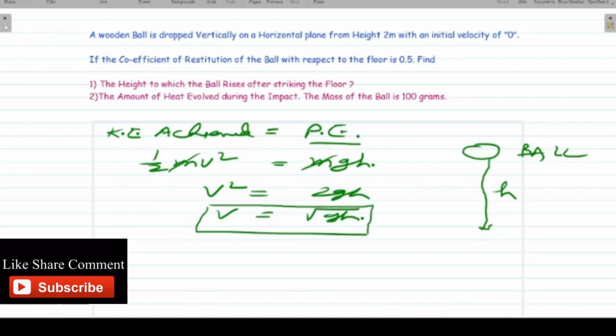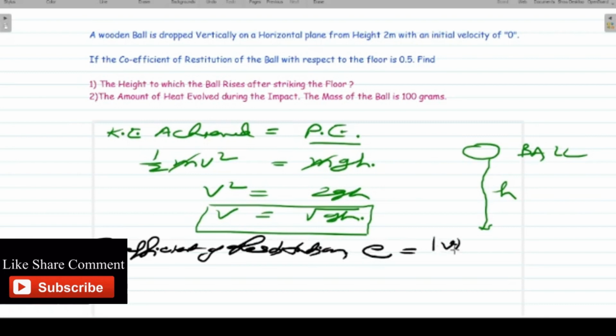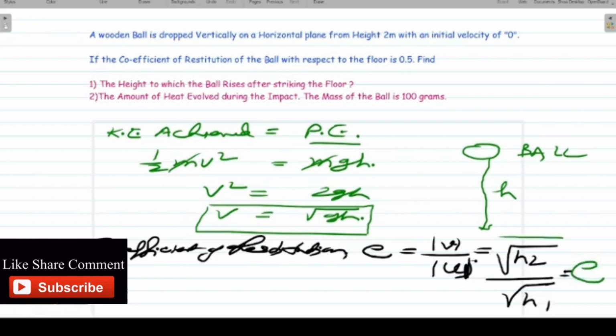So what is the coefficient of restitution? It is represented as e, and its value is always taken as positive. That's why we take the mod of the final velocity over the initial velocity. That is root over h2 divided by root over h1. This is e, the coefficient of restitution, and whenever a question is given on this, we will use the same formula. I came through this so that we'll be able to solve this numerical.